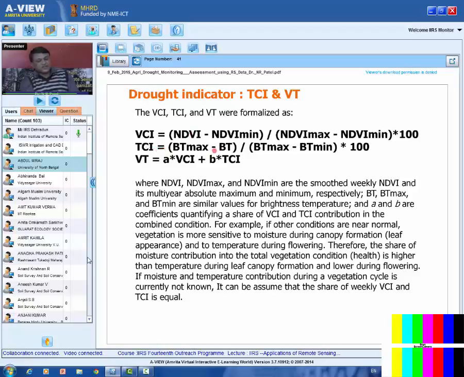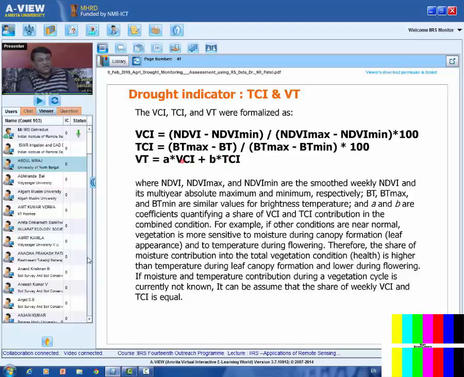Similarly, TCI, that is temperature condition index, and BTmax means maximum brightness temperature for a particular week in a long-term brightness temperature database. This can be obtained from the NOAA data. This same type of brightness temperature you can also get nowadays from MODIS, which has also got history from 2000 to almost 2015. And BTmin is the minimum temperature. Then you can generate a product called vegetation health by multiplying, sharing weightage contribution of VCI and TCI.